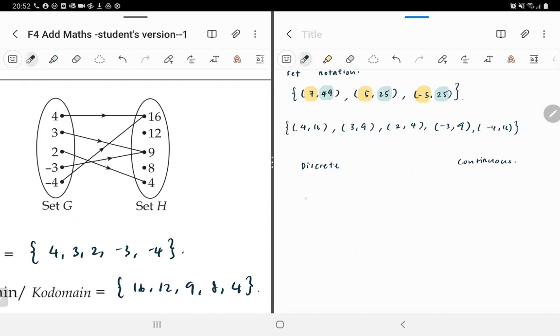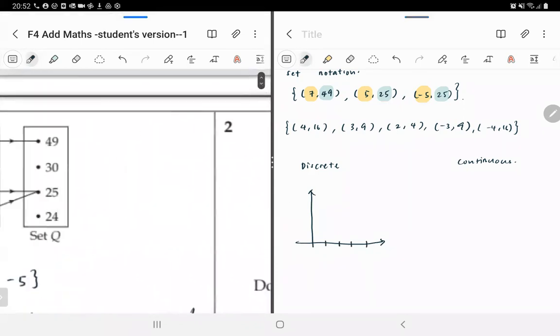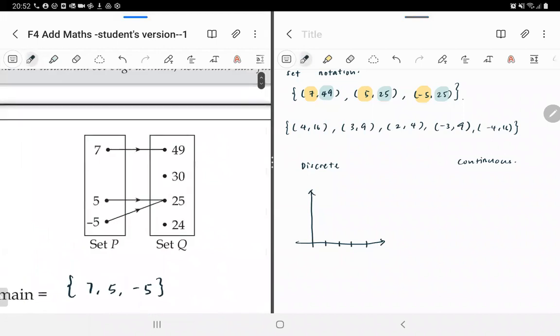If it is discrete data, your graph will be something like this. It will plot like this one with your object on your horizontal line. For example, if I take also the first example here, you have 7, 5, and negative 5. So this one you arrange from small number to big number. So negative 5, and then 5, 7. Don't need to follow the scale, because this is object, individual object. It is not continuous data. It is not continuous number.